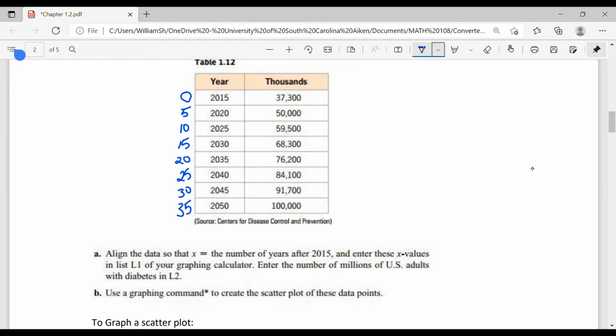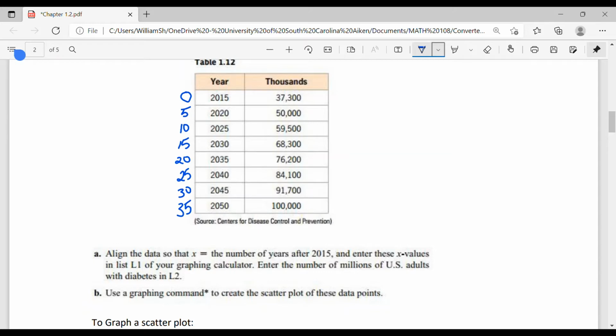Okay? So essentially all we're doing is taking these values here and subtracting them from 2015 to get their aligned value. Okay, that's very important. If you do not align the data, you will wind up getting portions of the question wrong. Now what we have to do is enter these values in L1 and L2 on our calculator. I'm going to show you how to do that by bringing the calculator up and actually doing it.